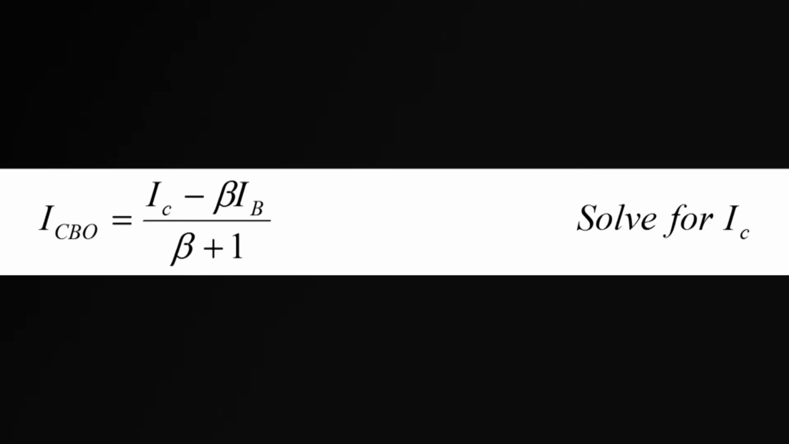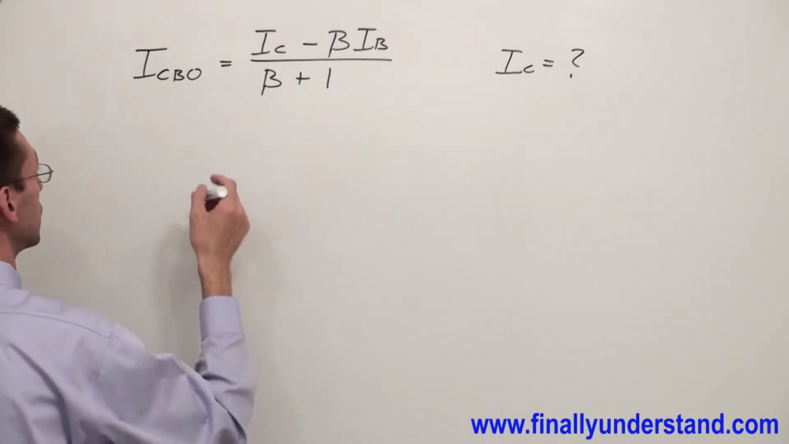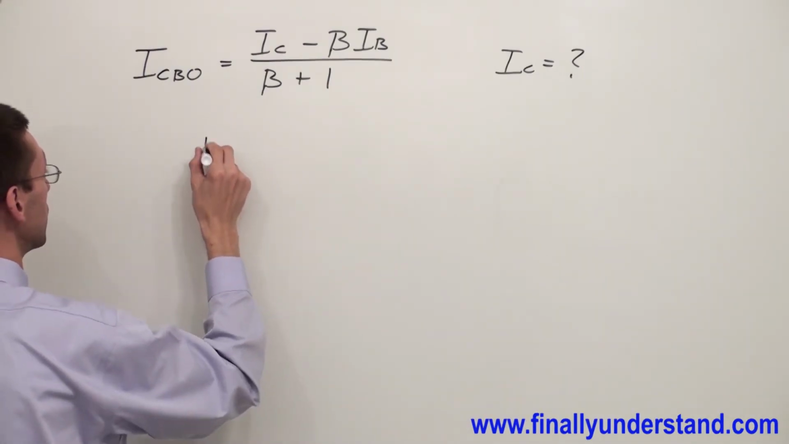We have to find IC. IC is the part of the fraction, okay? We have to eliminate the fraction by multiplying left side and right side by the denominator. Okay, let me copy this problem one more time.